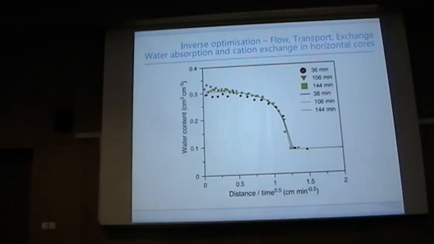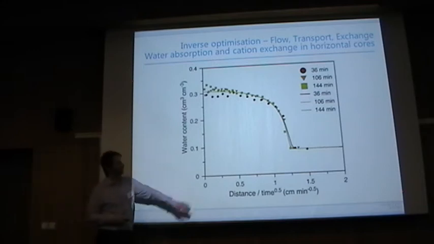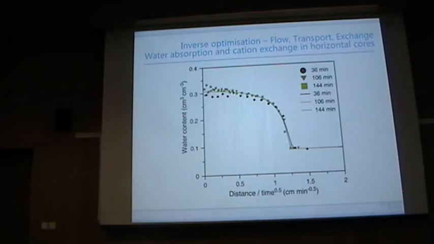Sorry. So I show here the results for 3 times, and it's plotted against the Boltzmann transform. Because it's a diffusive case, these curves all collapse on one curve, more or less.